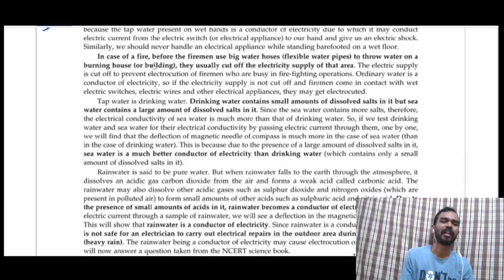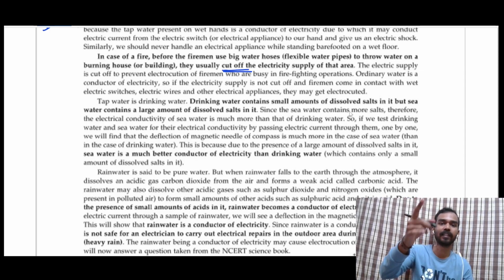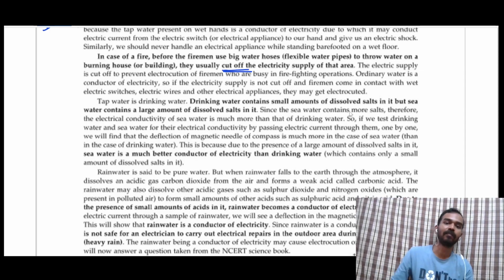Basically, while firefighting, they always switch off all the current in that area. Then they will use water. Or else, whatever current is there in that building which caught fire will come into that water, because water is a conductor. They are taking water from somewhere, either from the building, tap water, beach water, or something.